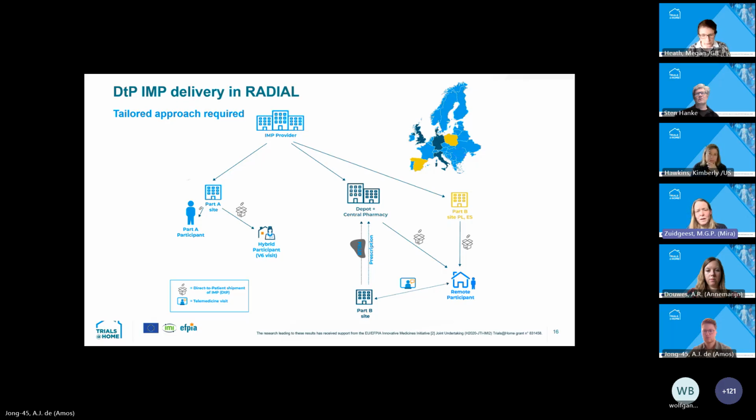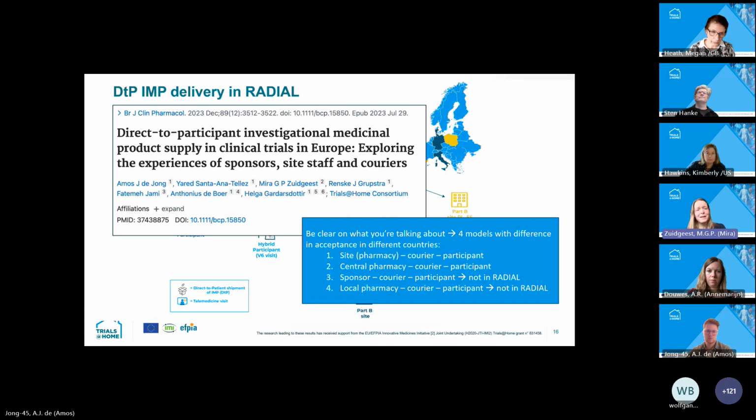For some of the countries, we could ship from a central pharmacy in one country to a participant in another country. But for some of the countries, the requirement was actually that the depot had to be within their own country. So we would have to ship first to that country and then from that country to the participant. So there's different models you can use for DTP-IMP. We had a lot of conversations, again, also with local regulators on what we were planning to do. And if you click again, there was some research led by Amos, who will be speaking later on, about what are the different ways you can do direct-to-participant shipment of IMP.